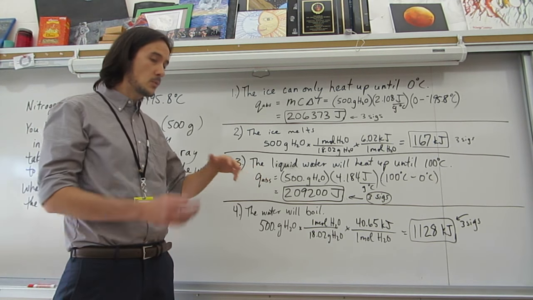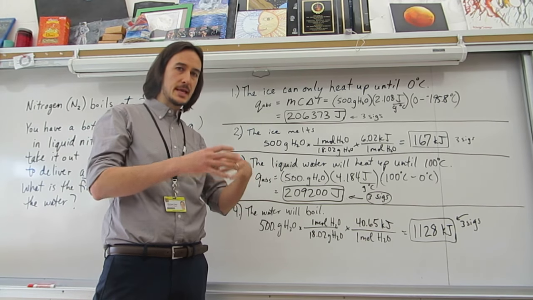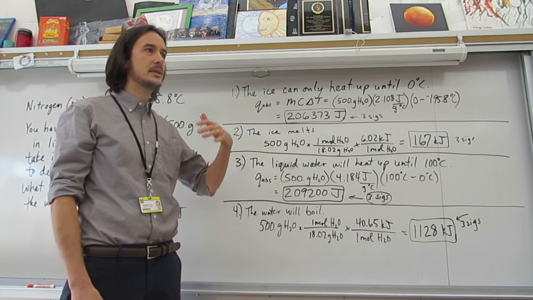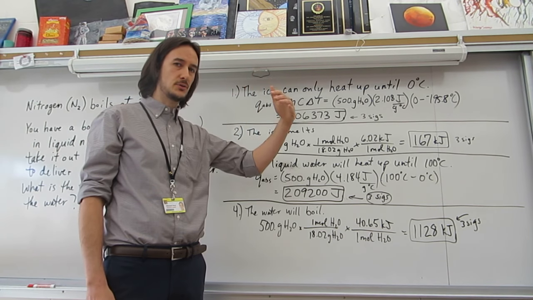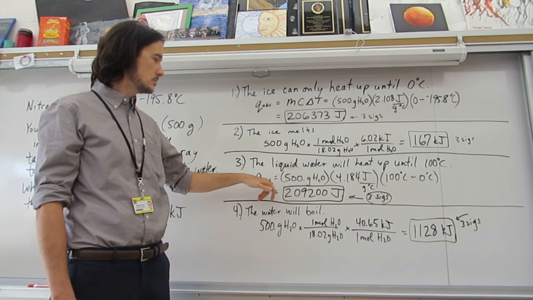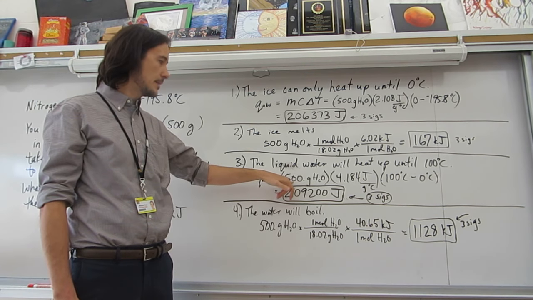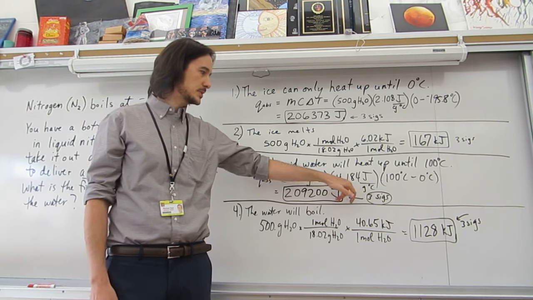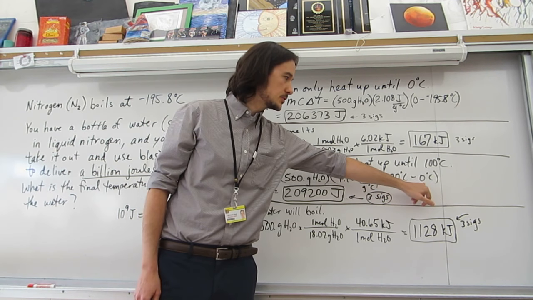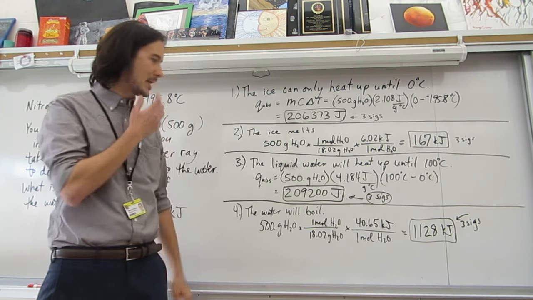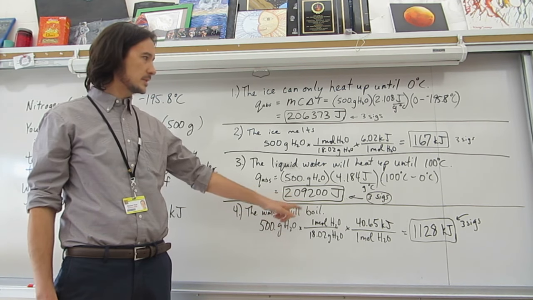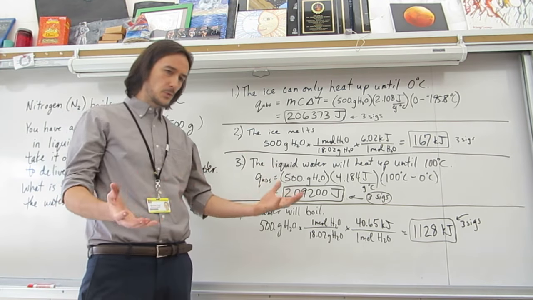The liquid water, once the ice is melted, now we have liquid water. The liquid water is going to heat up. It can only heat up until 100 degrees because that's when it starts to boil. So Q absorbed is going to equal MCΔT. We've got mass, specific heat, this is for liquid water. Final temperature is 100. Initial temperature is 0. And we get 209,200 joules, 3 sig figs. Then the water boils.